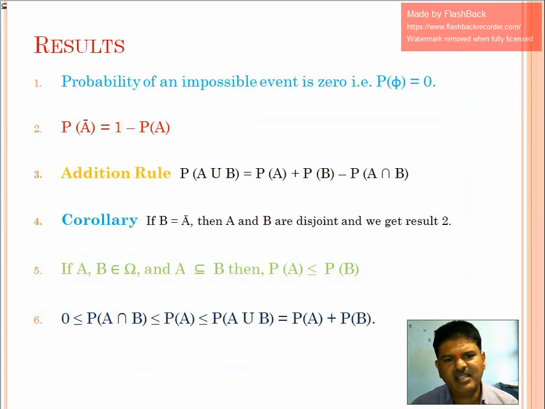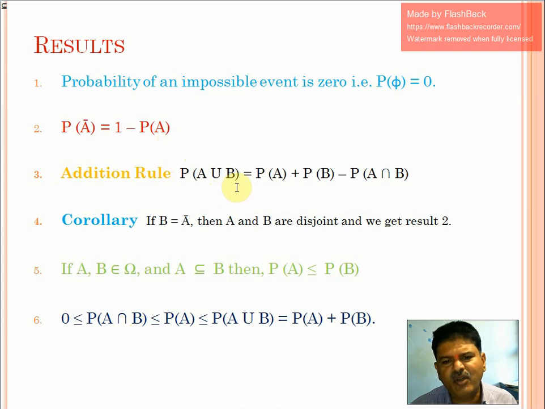Okay. What are the results of this probability? These are important results. So friends, you have to memorize all these results because these results are very important. Probability of an impossible event is 0. That we have seen in the previous video. Probability of A complement is 1 minus P of A. This also we have seen in the previous video.